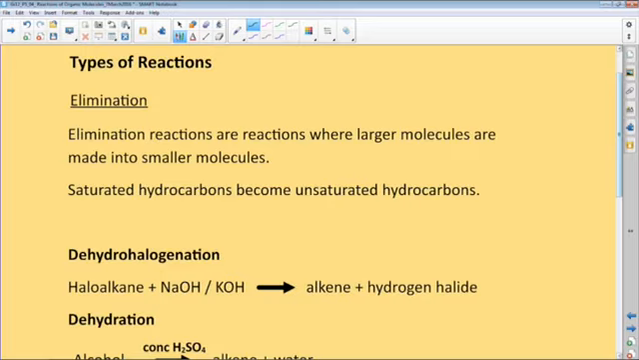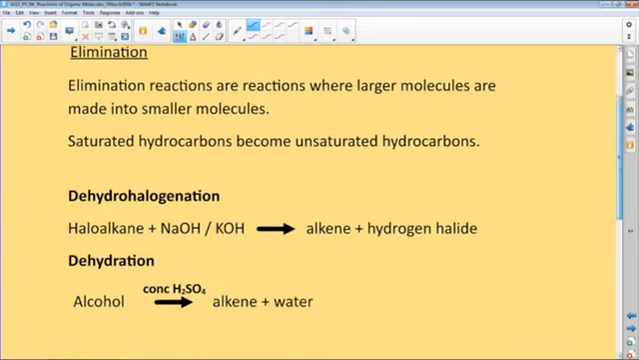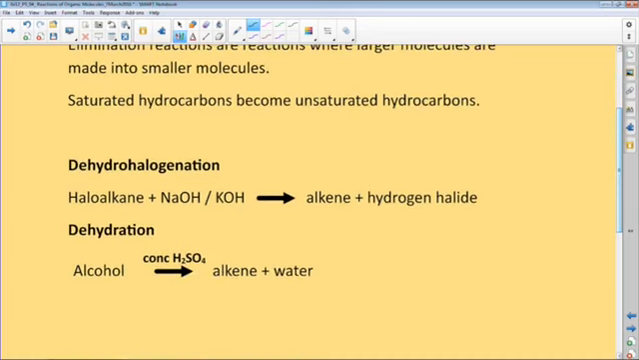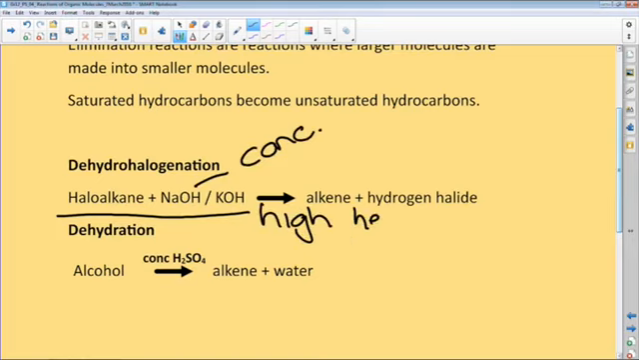So, first one is dehydrohalogenation. Now watch here. If you look at the first part of that, that looks the same as the substitution reaction. The conditions are really important. Number one, that must be concentrated. Okay, and number two, this must be what we call a high heat. It's got to be very hot. It takes a lot more energy to do an elimination reaction, okay?